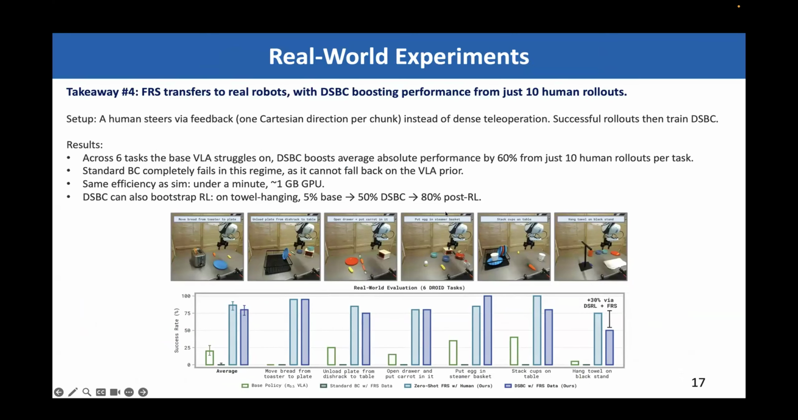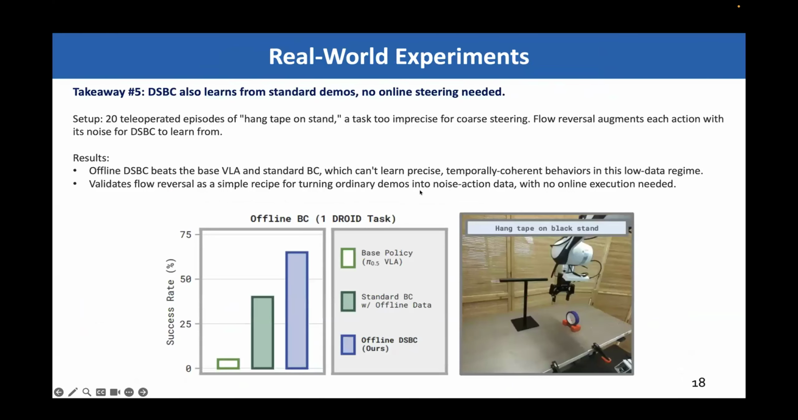So yeah, some of the real world experiments validate what we already discussed. In summation, FRS is able to transport real robots and is able to boost performance from just a very small amount of human steering or human rollouts, for example. And as mentioned here, you can also learn from just offline demos, with no online steering needed. As shown here, the offline demo method can actually outperform both the base policy and also standard behavior cloning with offline data.